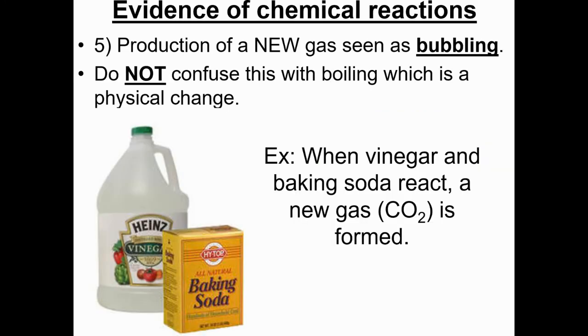Production of a new gas. So a very common example is mixing baking soda and vinegar. When you mix baking soda and vinegar, you see bubbling that happens, and the bubbling is because some carbon dioxide was produced, and that's a new gas that was produced and is being released. Don't confuse this with boiling, right? When you put water on a stove and it starts to boil and you see bubbling, well, that's just, again, the process of boiling, evaporation, that's a phase change, that's a physical reaction. You really need to make sure the bubbling is a result of the new substance being formed.